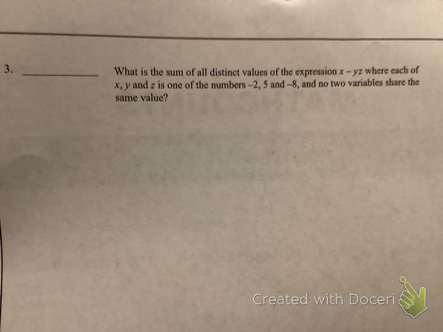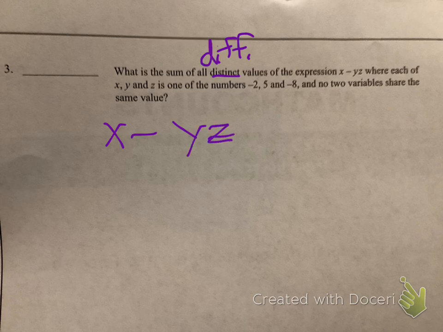All right, number 3, what is the sum of all the distinct? Distinct means unique, right? Distinct or different is a nice way to remember that. So different or unique values of the expression x minus y, z, where each x, y, and z is one of the numbers -2, 5, -8, and none of them have the same value, so they're all unique numbers.